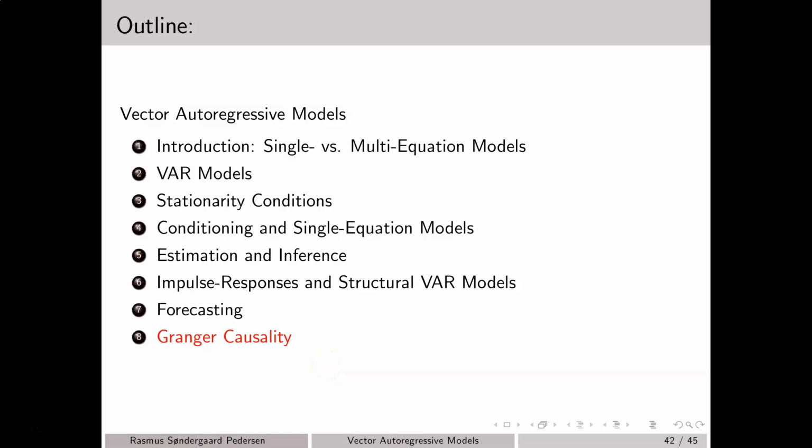In this video, we consider the notion of Granger causality in vector autoregressive models. In previous videos, we have considered ADL models and structural VAR models. For these models, we directly imposed some a priori causal structure on the variables entering the models. Granger causality is different in the sense that we do not a priori impose such structure. On the other hand, Granger causality cannot say anything about contemporaneous causality.